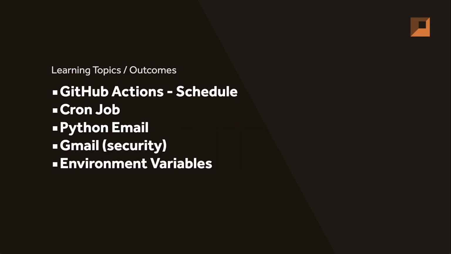This tutorial is for beginners. Here we're going to learn a little bit about GitHub Actions, building a schedule utilizing a cron job. We'll learn a little bit how to utilize Python to actually send email with Gmail. And then we'll go through a little bit of security here. Because we're using usernames and passwords, we're going to utilize environment variables via GitHub to set and hide our credentials so that we can then utilize them within our Python code safely.